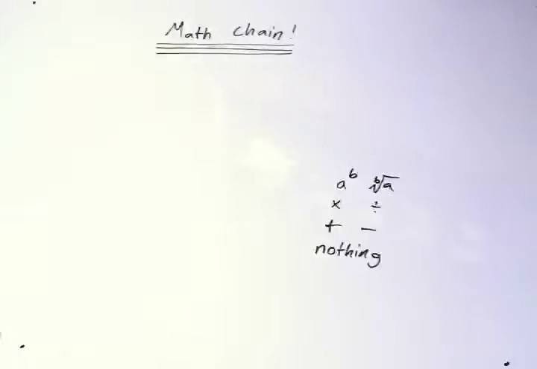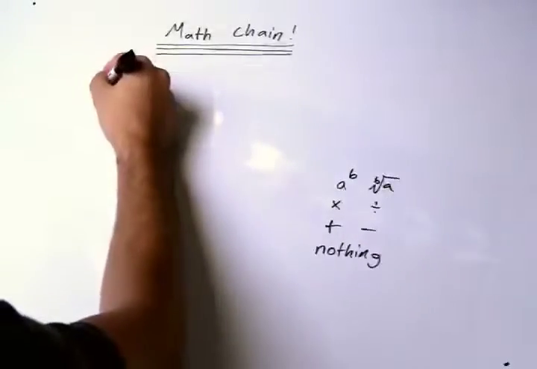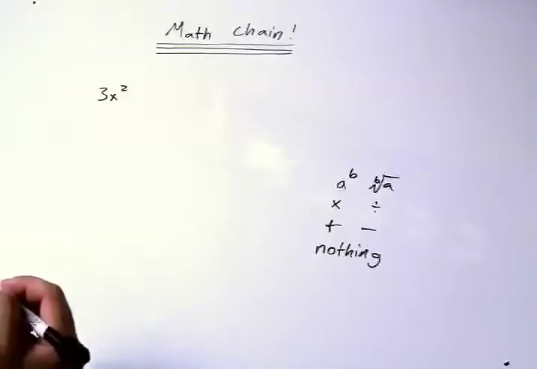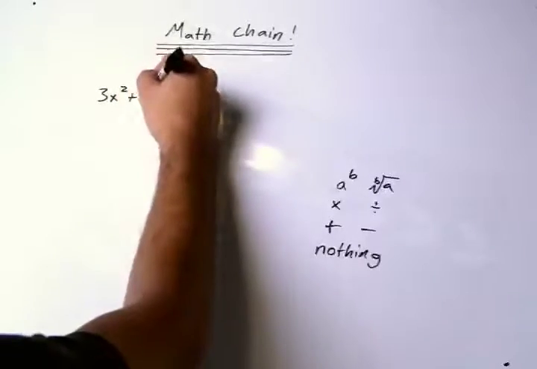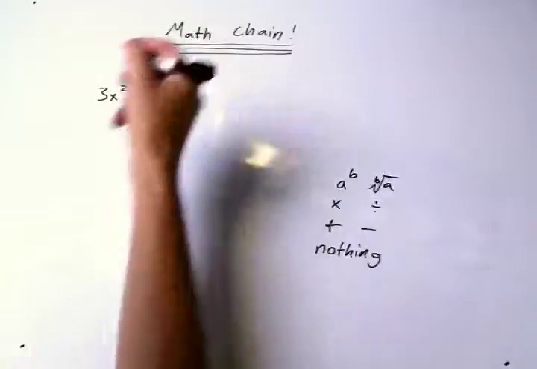Let's go ahead and test it out and make sure that rule works. So, let's say I have 3x squared and I want to add 5x squared.